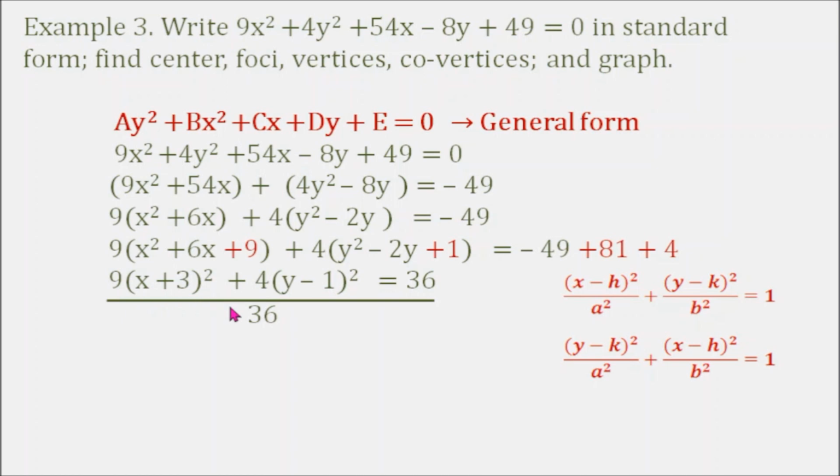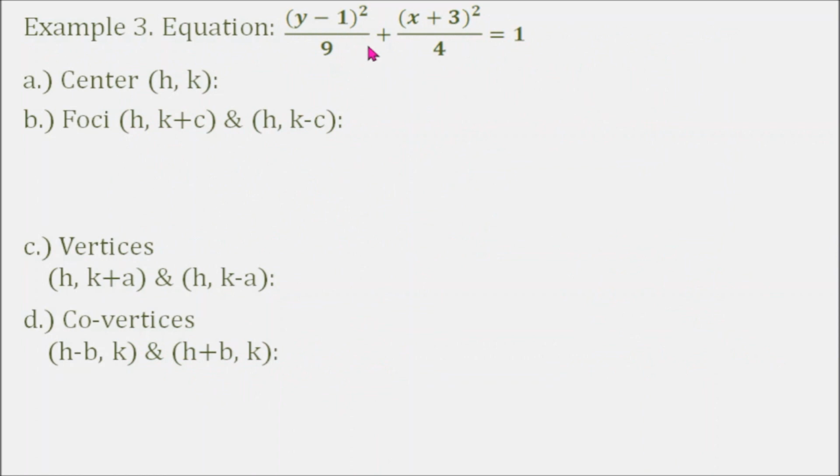So 9 divided by 36 is 1 over 4, while 4 divided by 36 is 1 over 9, and of course 36 divided by 36 equals 1. So this is our equation: the quantity y minus 1 squared over 9 plus the quantity x plus 3 squared over 4 equals 1. Now, since we already know our standard form, we are going to complete the information.